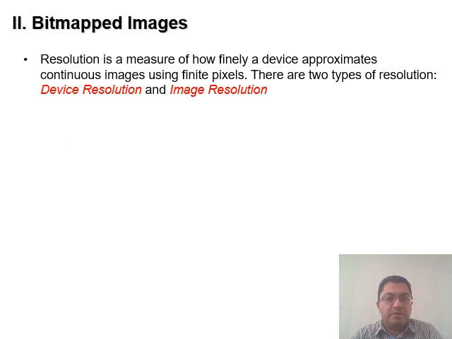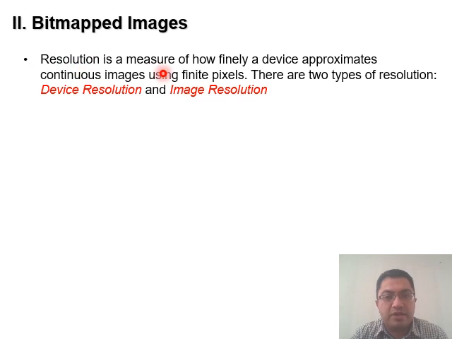So when we talk about bitmapped images, and as we said, bitmapped representation is much better when you are trying to represent a picture, something that you captured using a camera. Vector graphics is more suitable when you're drawing on a computer screen or using some computer to create shapes and objects. But when it comes to capturing images using cameras, then bitmap representation is much more suitable.